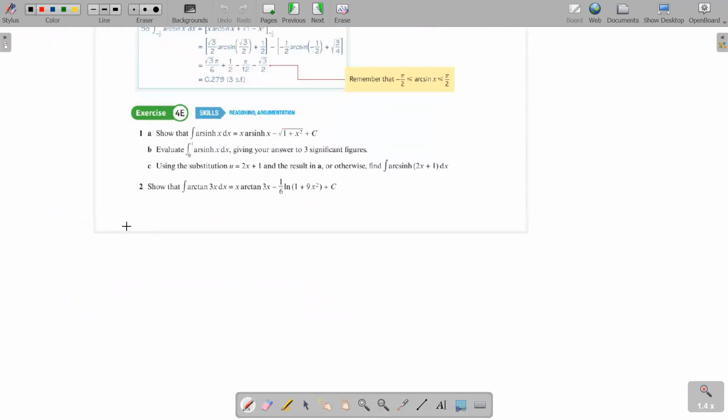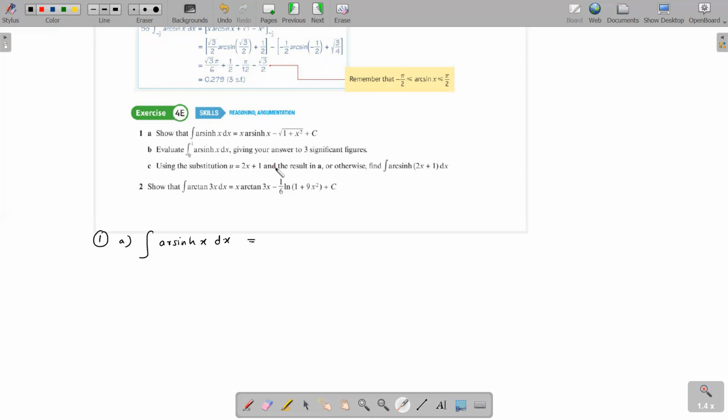Look at this. Question number 1 part A. Show that the integration of arcsin x dx equals, so they have given you the result. Now, did we learn in all these rules how to integrate arcsin x? We know how to differentiate arcsin x, right? We don't know how to integrate it.